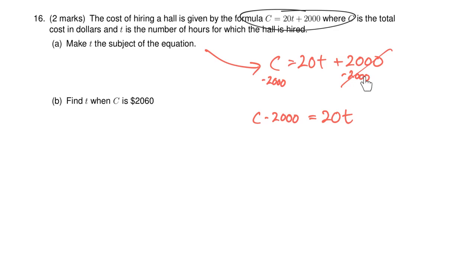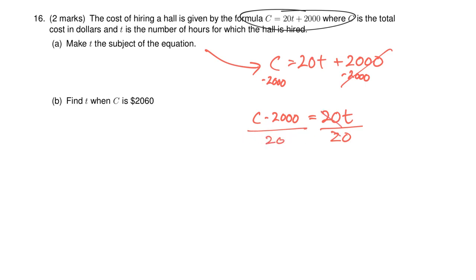The last step is to get rid of this 20. Now this is t times 20, so we do the opposite. The opposite of timesing by 20 is divide by 20. Remember, whatever I do to one side, I have to do to the other. And when I do this, I divide the entire left-hand side by 20.